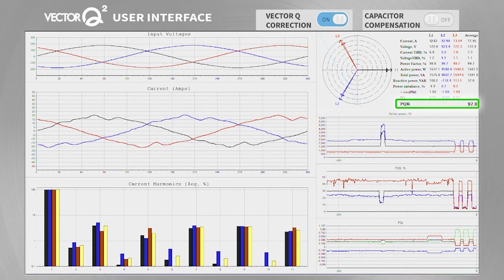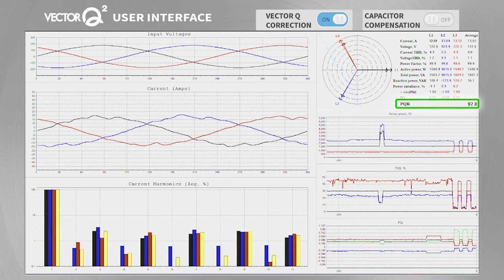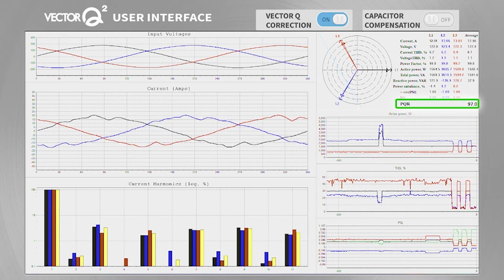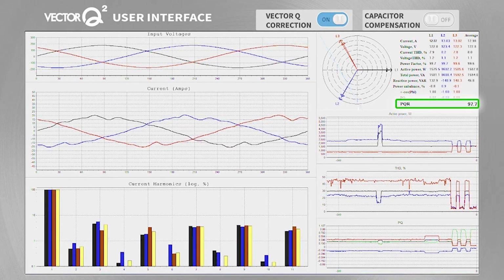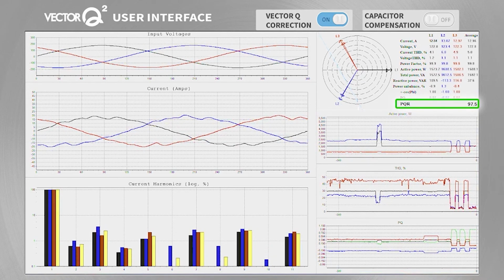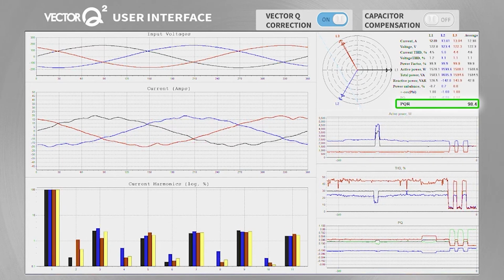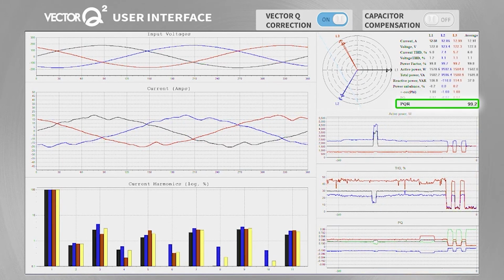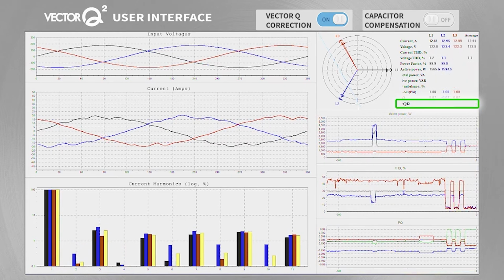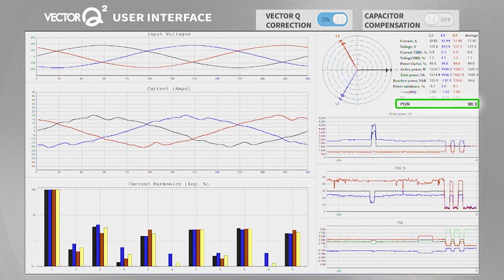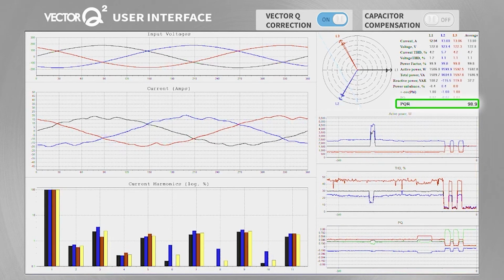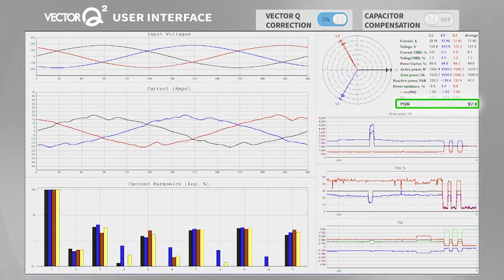Without correction, as you remember, the facility is buying 100% of the electricity and using only 30%. With the Vector Q enabled, the usage reaches nearly 99%. Please take a few moments to note the changes in power factor, total harmonic distortion, and phase balancing as the Vector Q is enabled and then disabled.